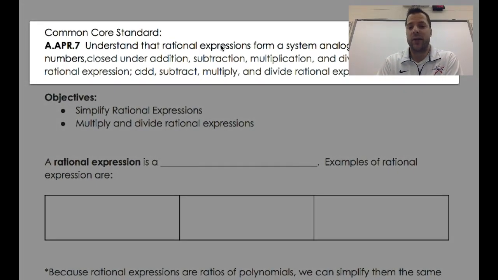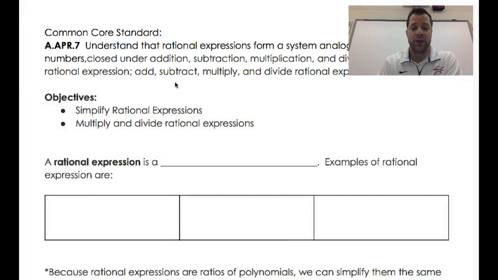Basically it means you understand that rational expressions are closed under addition, subtraction, multiplication, and division by a non-zero rational expression. What it means is that if it's closed under addition, if I add two rational expressions together, I'm going to get a rational expression. So for integers, adding integers is closed under addition because when I add two integers together, I get an integer answer. Okay, that's what it means to be closed.